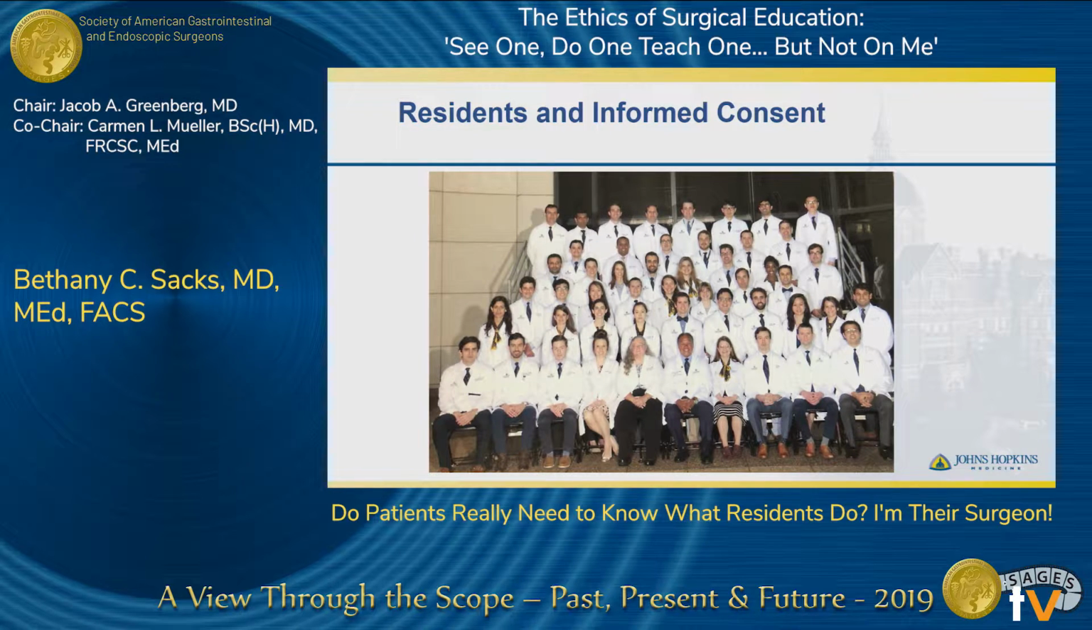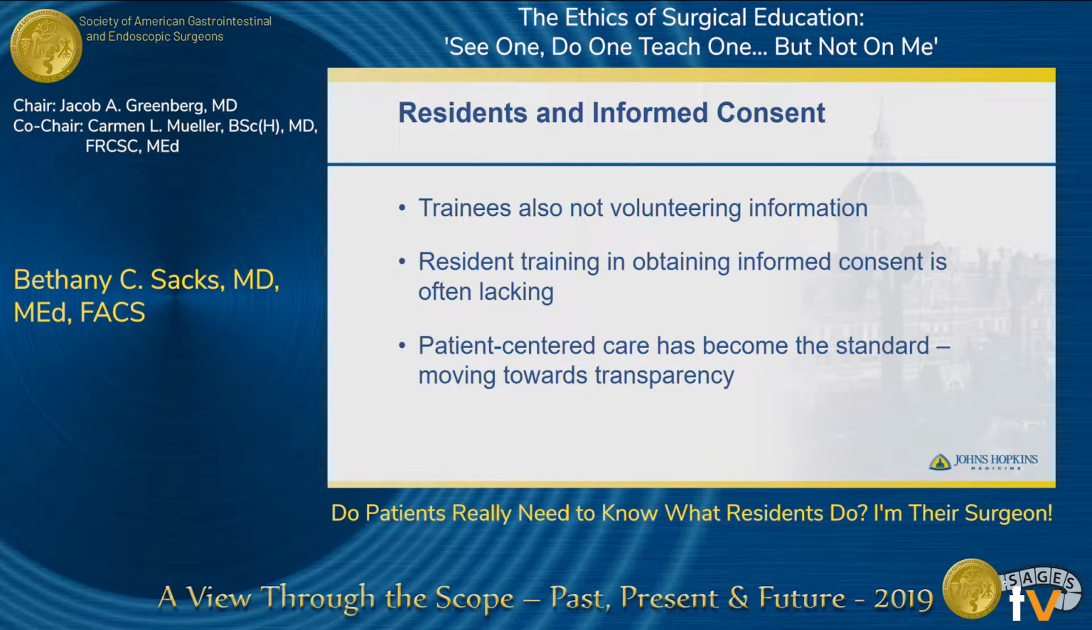So what are our trainees doing? These are our Hopkins residents here. They're really not getting any formal training, and they're not volunteering information to patients either. Most residents learn from others. They watch their senior residents. There was one study at Temple University where the residents actually had a curriculum on how to do informed consent. They used standardized patients, they did role play, they had risk management come. Most places do not have that. We're transitioning more and more to this idea of patient-centered care, and that we need transparency. And how are we going to do that?